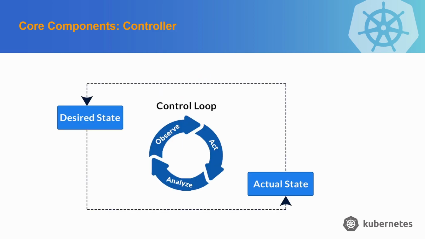So what does the controller do? It all the time analyzes, observes, and acts on events. It checks the actual state, checks the desired state, does the diffing, and if something is not matching, tries to apply the desired state to the actual state. And all the way, again, everything like that.